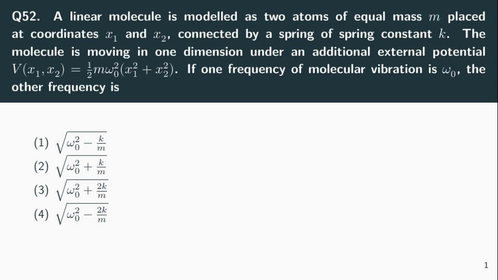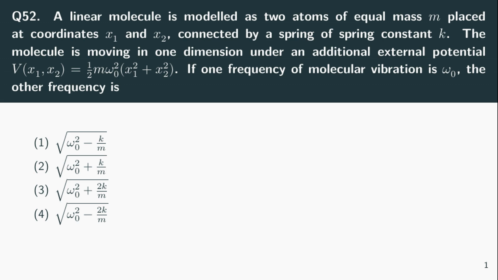Okay, let's talk about this problem involving a linear molecule. Here's the question we are tackling. We have a linear molecule modeled as two atoms, both with equal mass, which we'll call M. They are located at positions x1 and x2 along a line. These atoms are connected by a spring with a spring constant K.